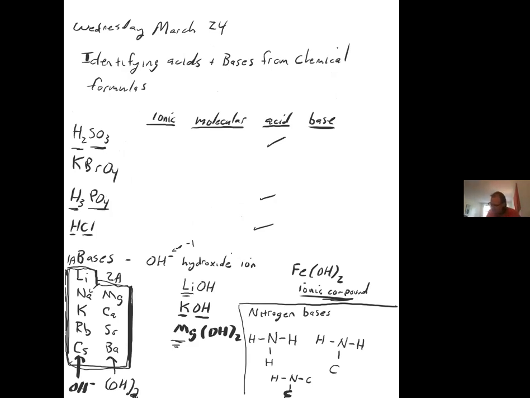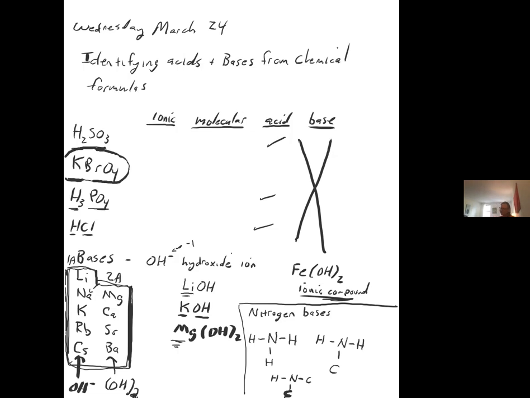Nitrogen with hydrogens? There's nothing in there like that. So definitely we can say, look, in those four groups, there are no bases. We're clear on that one, okay? So far we've got three acids and no bases, and then we've got this substance over here, the KBrO4.